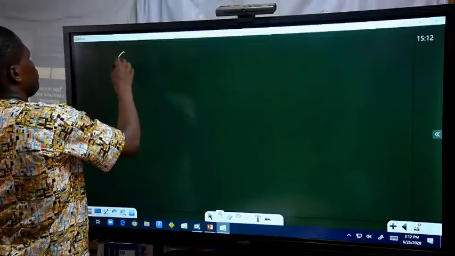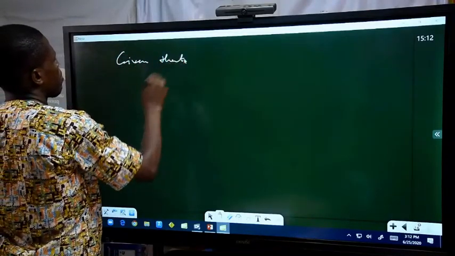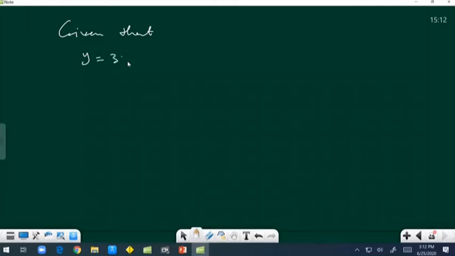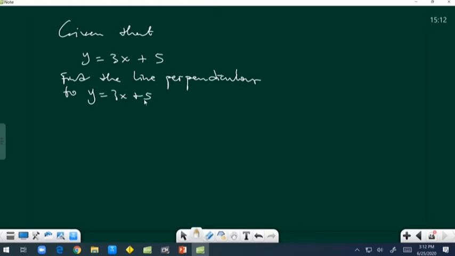So we are given y equal to 3x plus 5. Find the line perpendicular to y equal to 3x plus 5, which passes through the point 0, minus 2.